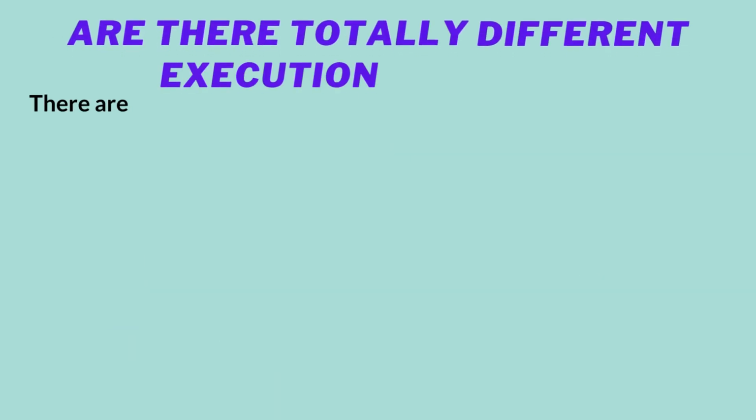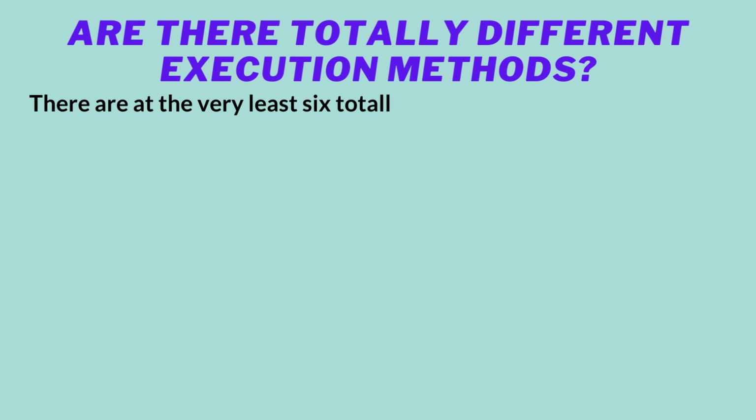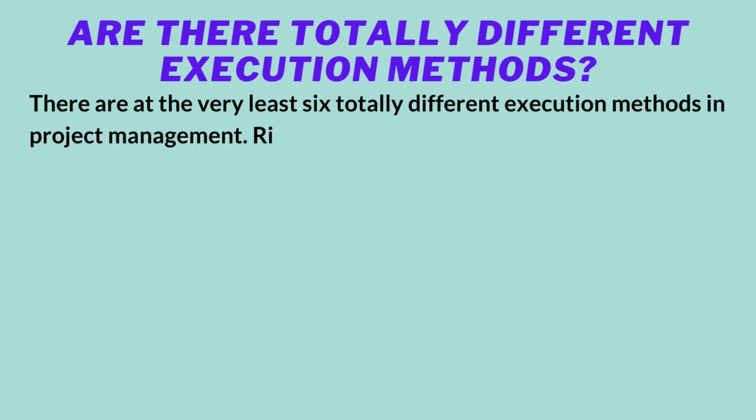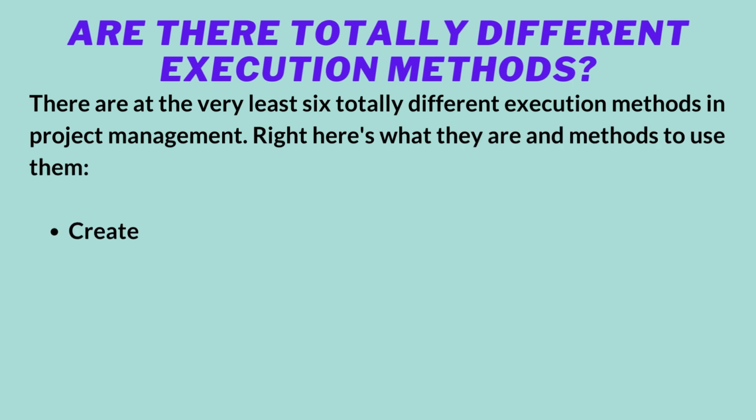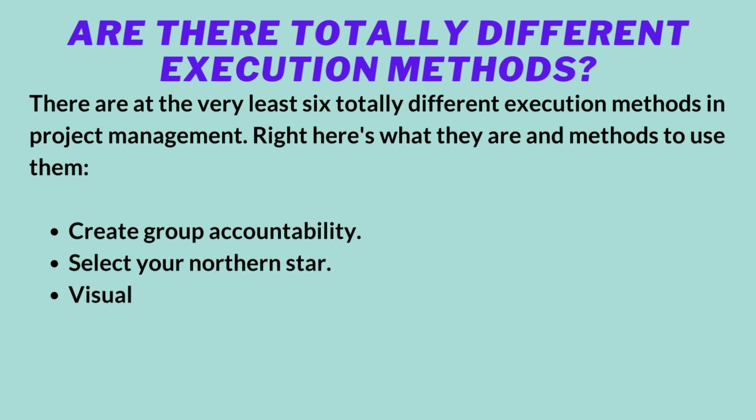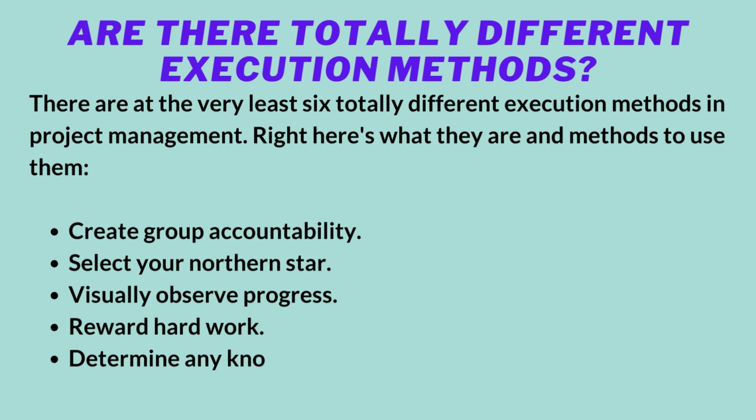Are there different execution strategies? There are at least 6 different execution strategies in project management. Here is what they are and how to use them. Create team accountability. Choose your North Star. Visually track progress. Reward hard work. Identify any knowledge gaps. Create feedback loops.